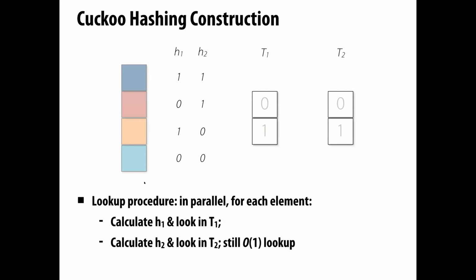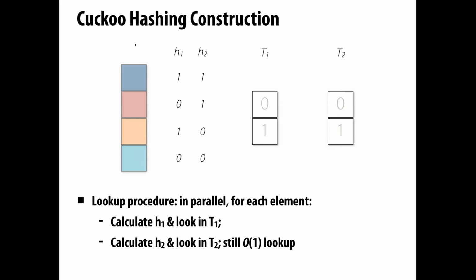Okay, so I've got 4 items over here that I would like to place, 4 different colors. What I do is set up some slots where they can go into my hash table. I'm going to take those slots and divide them into 2 tables, one table here and one table here. Then I have a hash function associated with each of these 2 tables. So H1 is associated with the first table, H2 is associated with the second table, and I compute a hash function for each of these items.